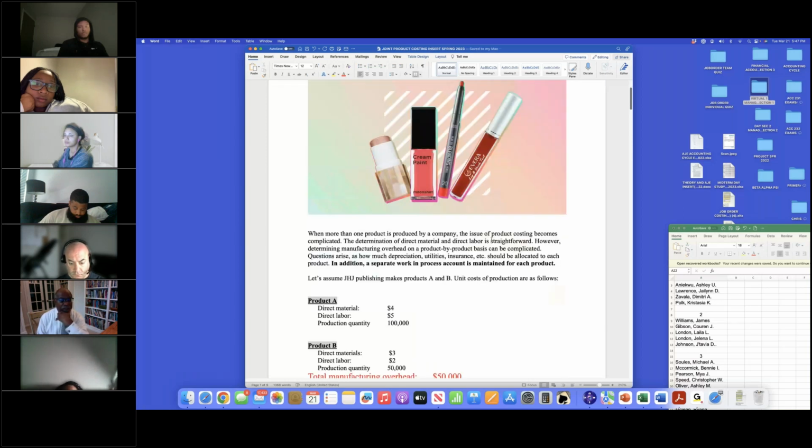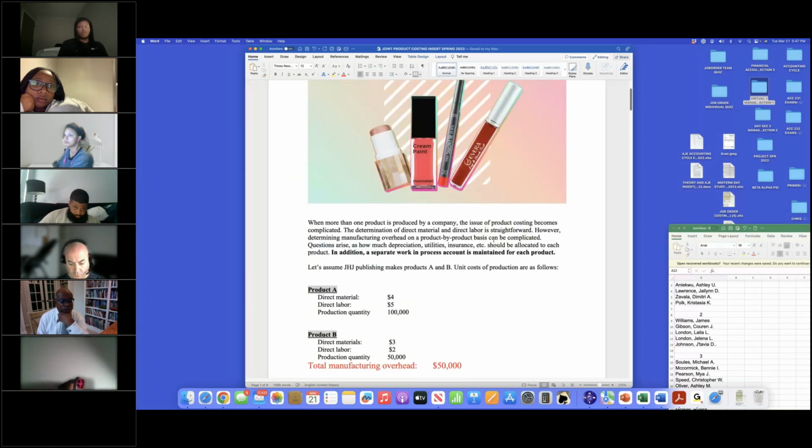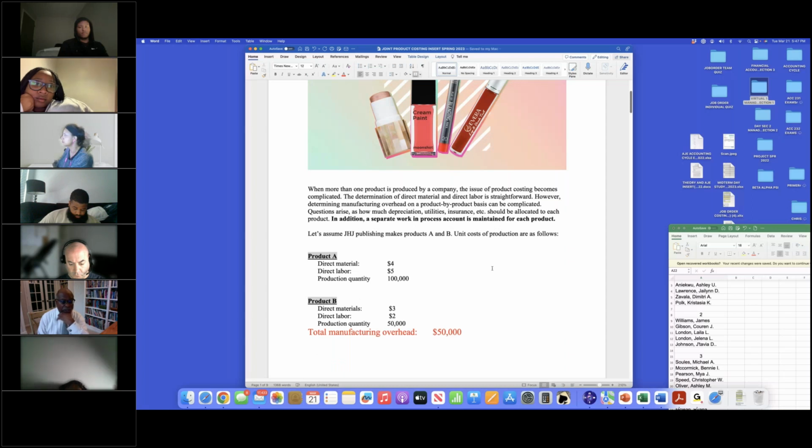Product A, direct materials 4, labor 5, we're going to produce 100. Product B, direct materials 3, labor 2, we're going to produce 50. We're producing everything in the same facility, so it's $50,000. So we know that, okay, we got a direct material cost, we got a direct labor cost. What's going to be the MOH cost when we have more than one product?